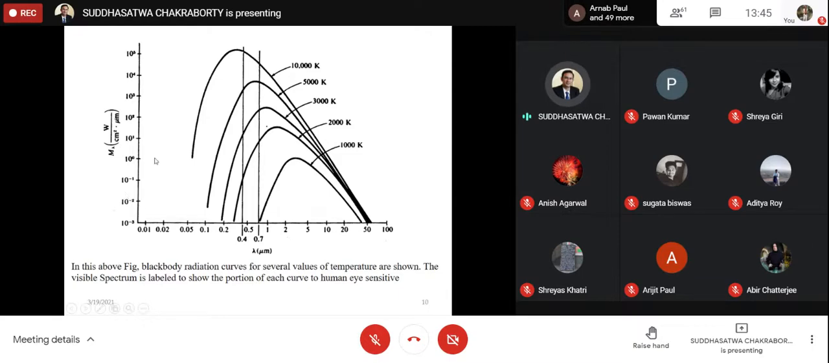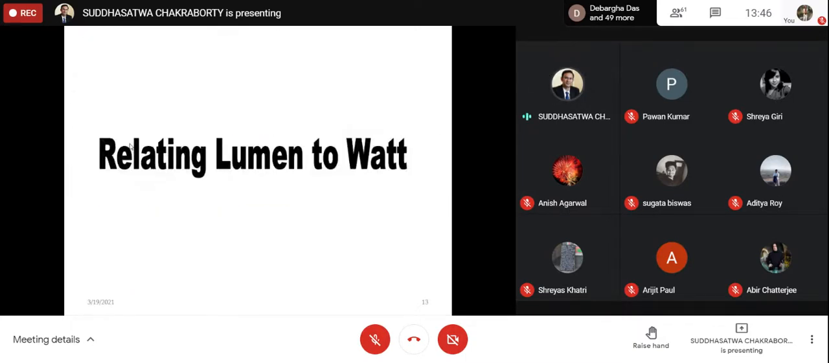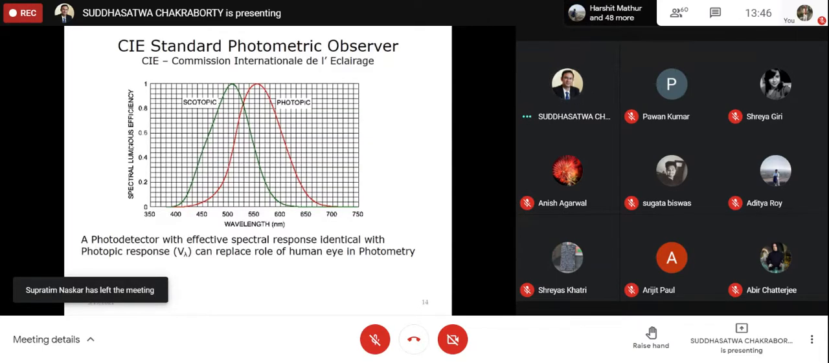This is the CIE standard photometric observer. So what is CIE? CIE is the Commission on Illumination Engineering. They are the biggest worldwide body who are referring different standards. They are doing lots of research and recommending things. Just the way we have our national BIS, Bureau of Indian Standards, CIE is the forefather of them.